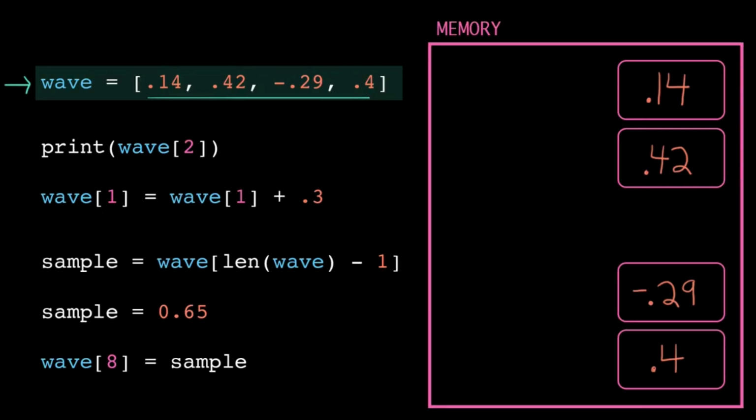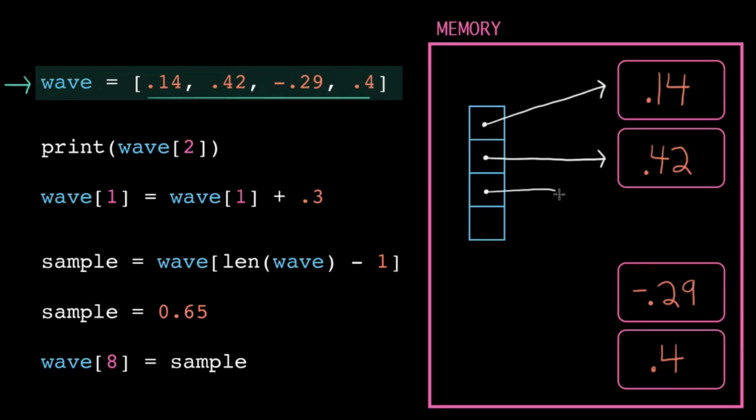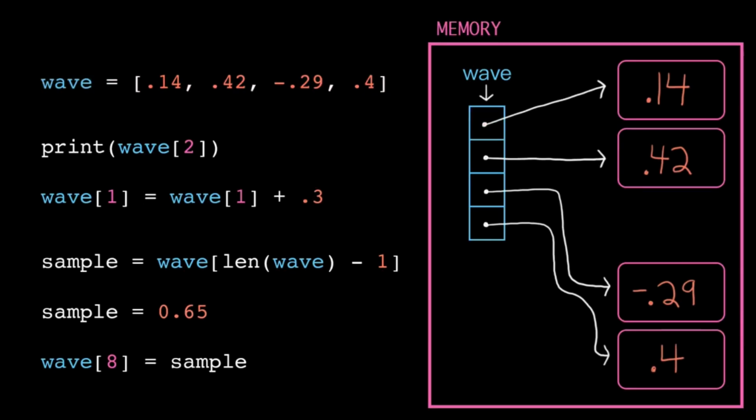Okay, but then how does it find all those elements if they're scattered around in memory? Well, it allocates a separate small chunk of memory whose job is to point to the locations where the elements are stored, just like a directory. The variable name then points here. Specifically, it points to the first slot, which contains the location for the element at index 0. That's why indices start counting at 0. They're offsets from this location in memory. Phew, okay, so we know how that list is stored.